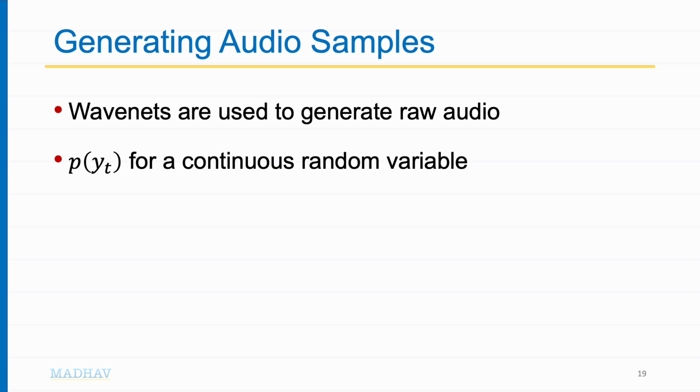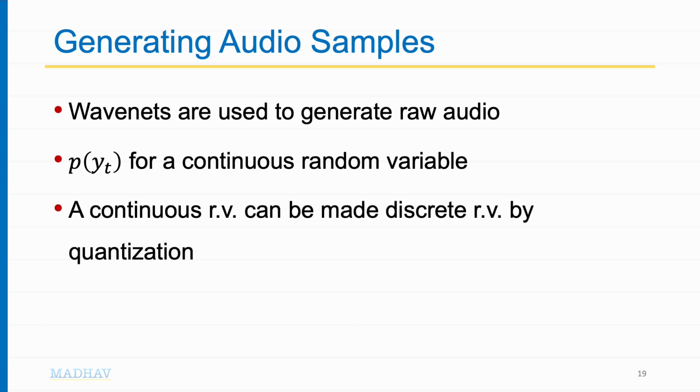How can you make a continuous space into discrete? Quantization, right? You make bins, like you make a histogram, right? What is a histogram? A continuous random variable is converted into a discrete random variable, and you make bins, and the counts in those bins tell you about the distribution. So a continuous random variable can be made a discrete random variable by quantization or binning.